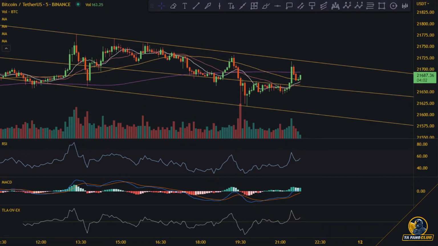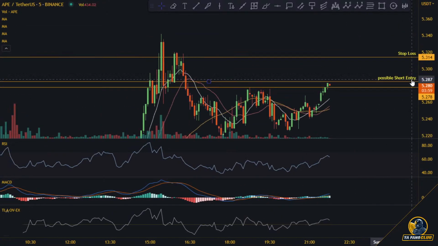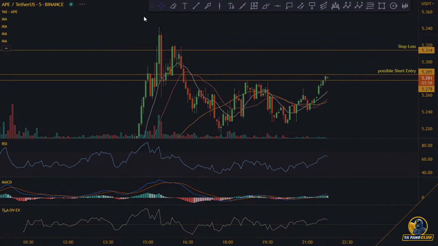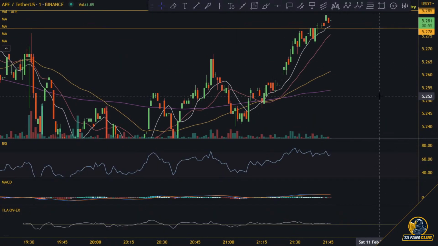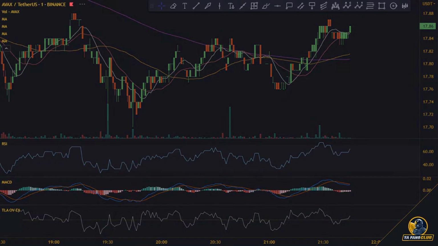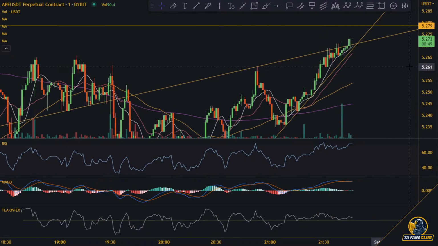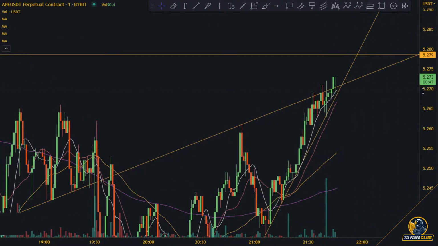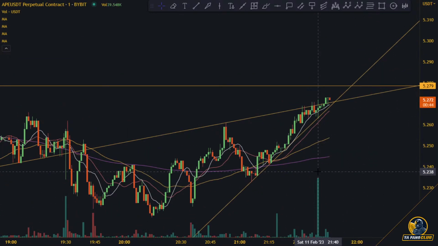Because ape is telling me to short, and everything else is telling me to long. So we're going to listen to everything else, or we're going to listen to ape. What do you guys think? But it's just slowly climbing.